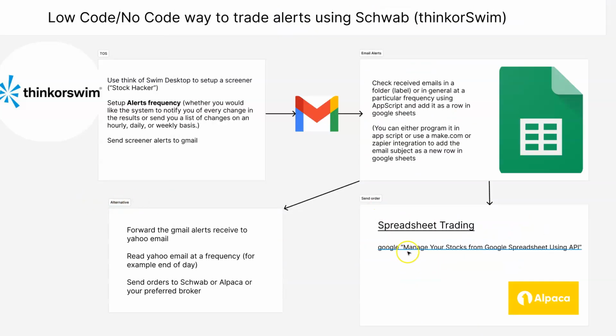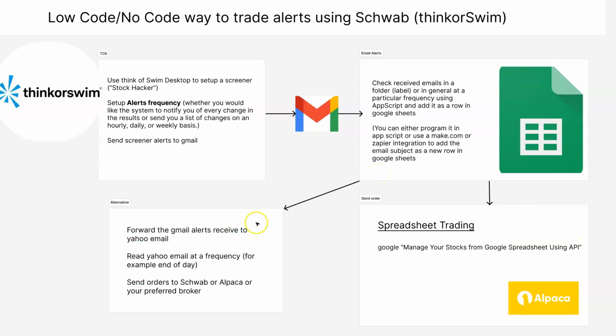This is an article I'm referring to, but if you Google "manage your stocks using Google spreadsheet using API," you can use that. But AppScript is very powerful. AppScript is similar to JavaScript. It's a language from Google. I never learned it, but I have previous coding experience, so I could read it really fast and understand what's happening. But with ChatGPT, it's super easy.